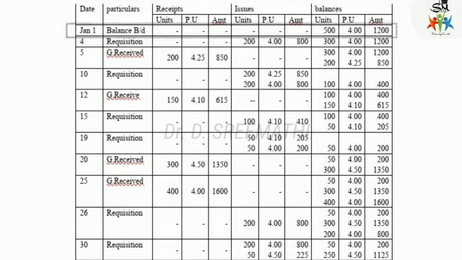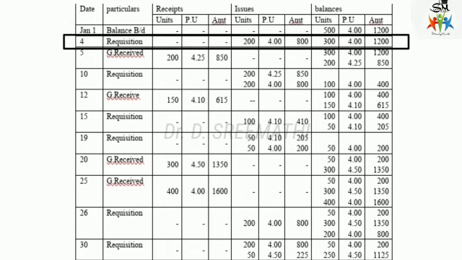So start with January 1, that is balance. It is a balance amount for 500 units, 4 rupees per unit, 2000 rupees. On January 4, there is a requisition slip, that is issue, 200 units, 4 rupees. So whatever is there, we have to issue it. So 4 rupees per unit means 800 rupees. Then balance is 300 units, 4 rupees, 1200 is the amount.